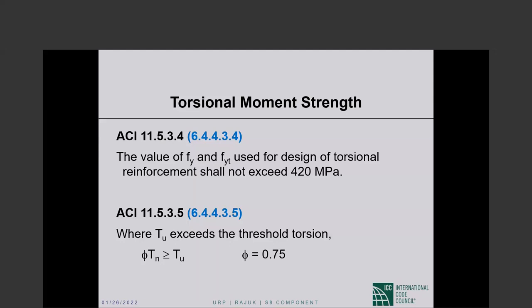Where T sub u exceeds the threshold torque, we have to do torsional design. And torsional design means we have to provide design torsional strength at least equal to required strength. This is all strength design, no difference. We do exactly the same thing everywhere. Phi for torsion is the same as for shear. It is equal to 0.75.